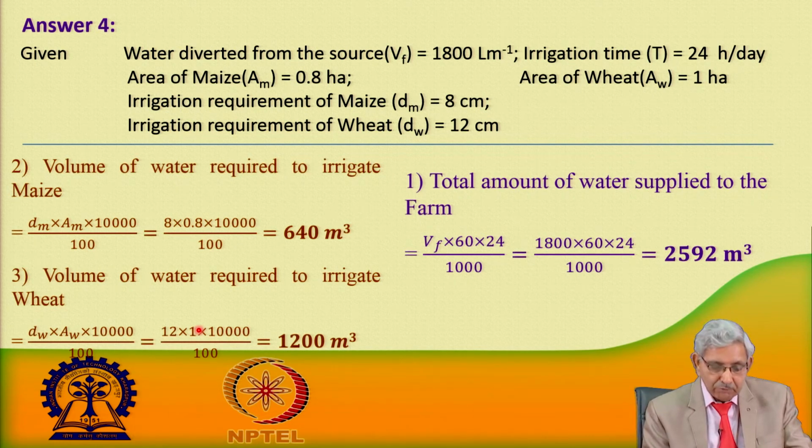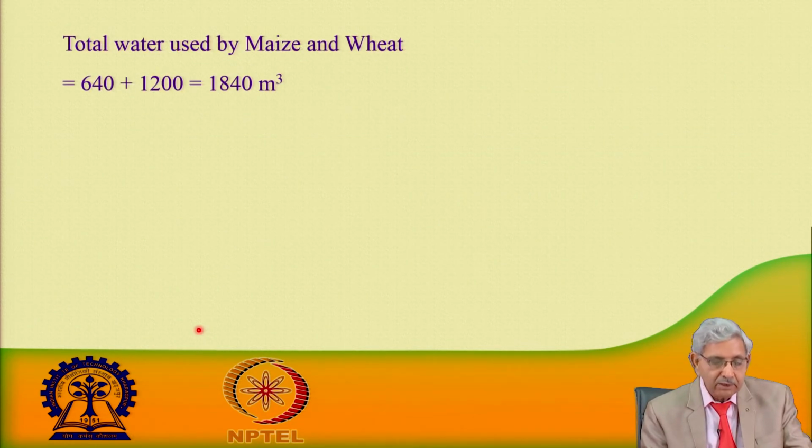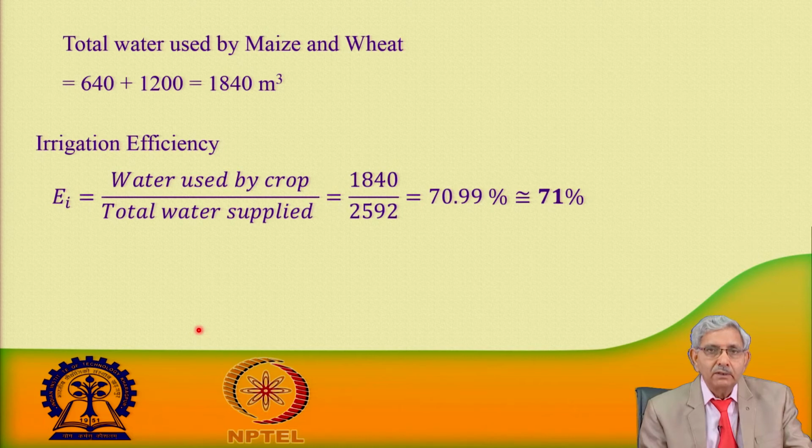So, 12 by 100 multiplied by 10,000 will give us the volume of water required to irrigate wheat crop. So, total volume of water used for irrigating maize and wheat crop is 1840 cubic meter, and then we have the water supply to the crop. This we calculated from the stream of 1800 liter per minute. So, this is 2592. And then 1840 divided by 2592 gives the value of 70.99% or 71%, which is the irrigation efficiency.